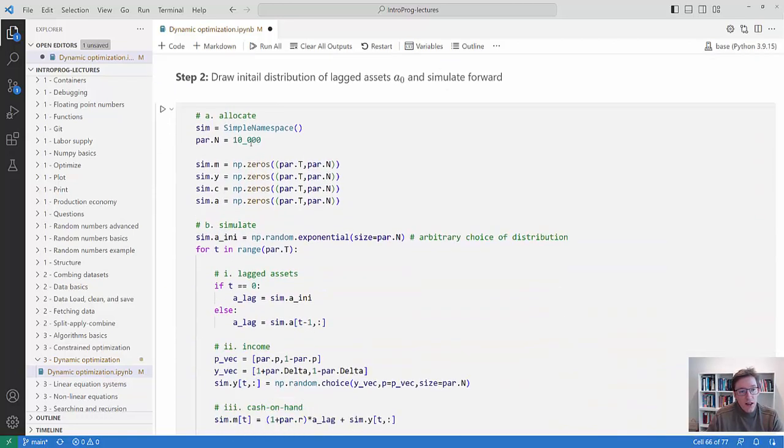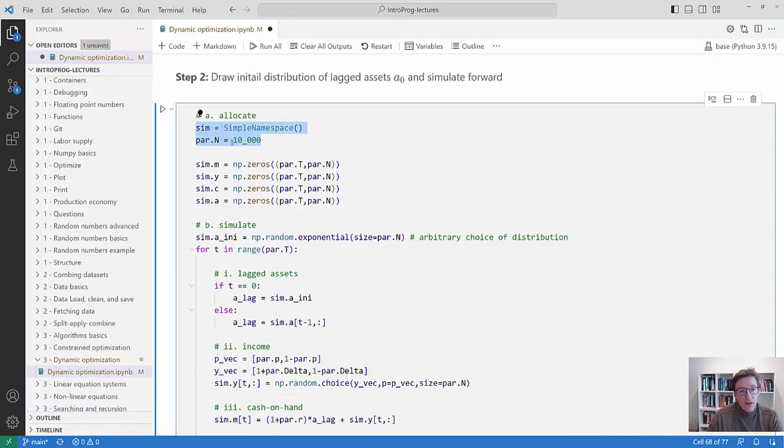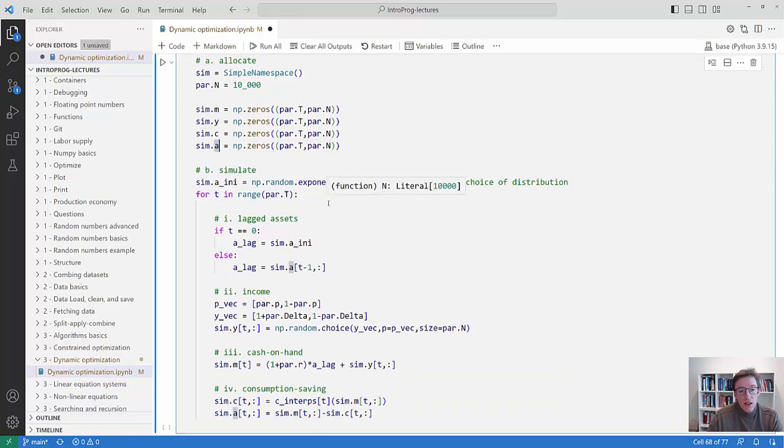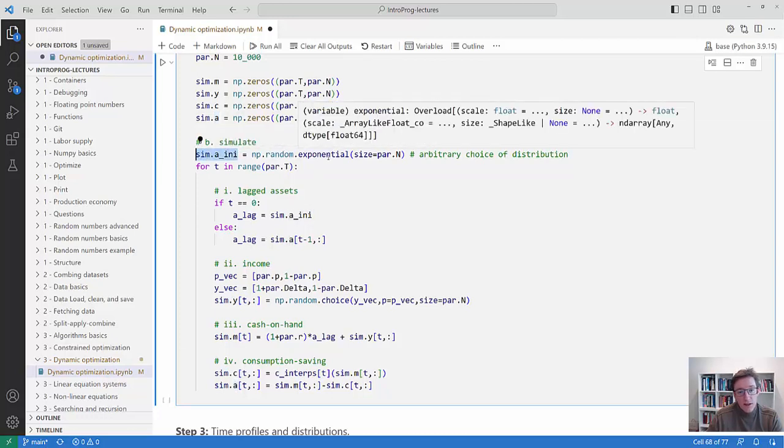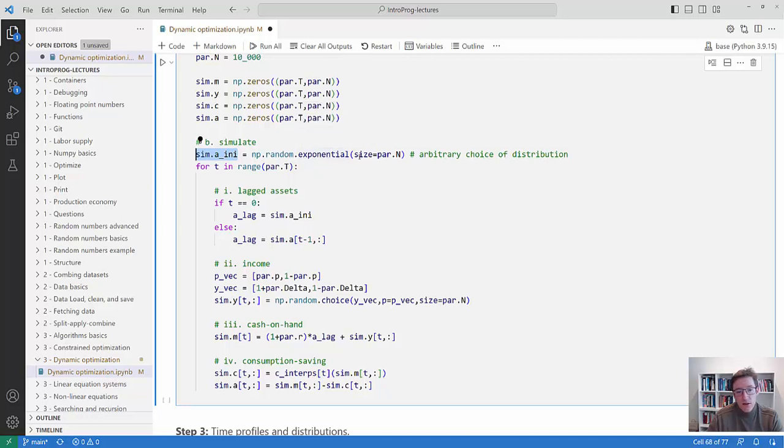Then I can say, okay, let's say I wanted to have 10,000 individuals, knowing what cash in hand, income and consumption and assets are in each period for each individual. Then I need to start somewhere, so I simulate an initial distribution of assets. Here I just choose an exponential distribution that's somewhat arbitrary. And then I loop through time, where in the first period I start from the lagged assets, the initial assets. Otherwise I take the assets in the last period.